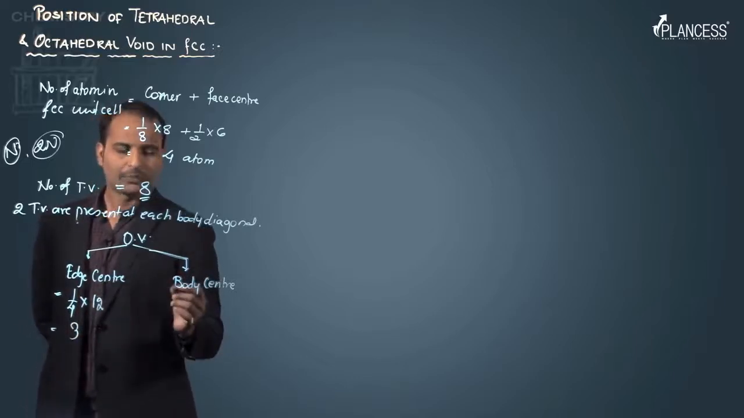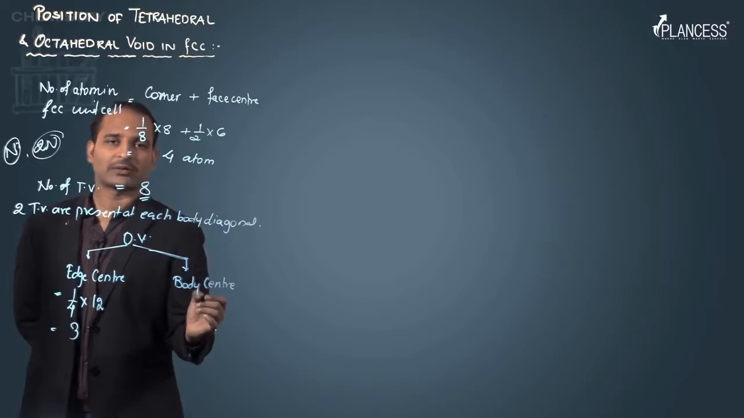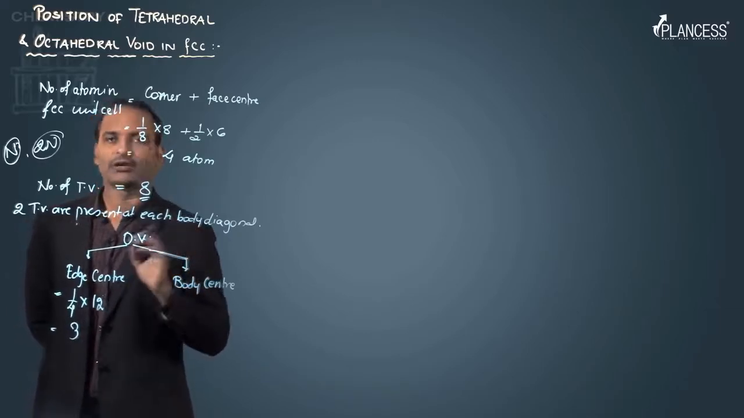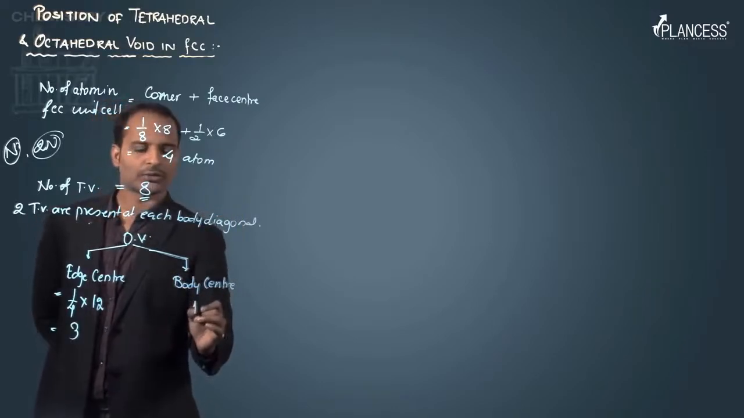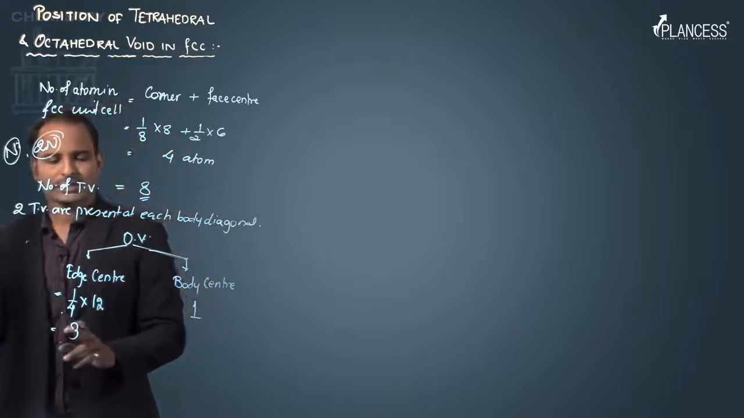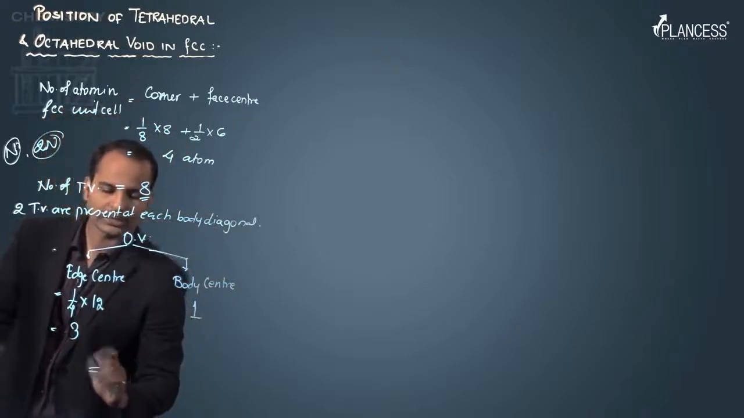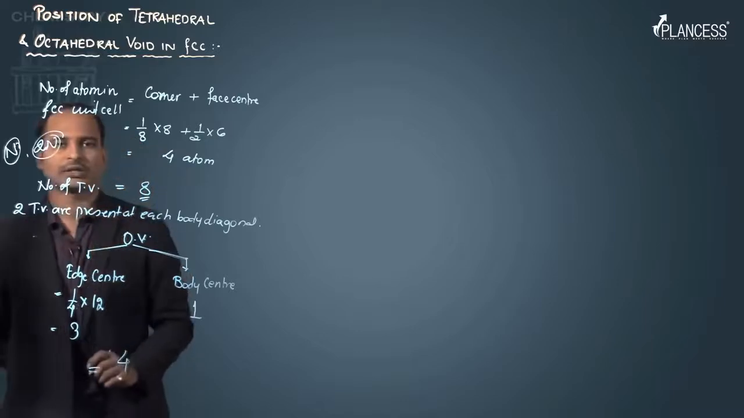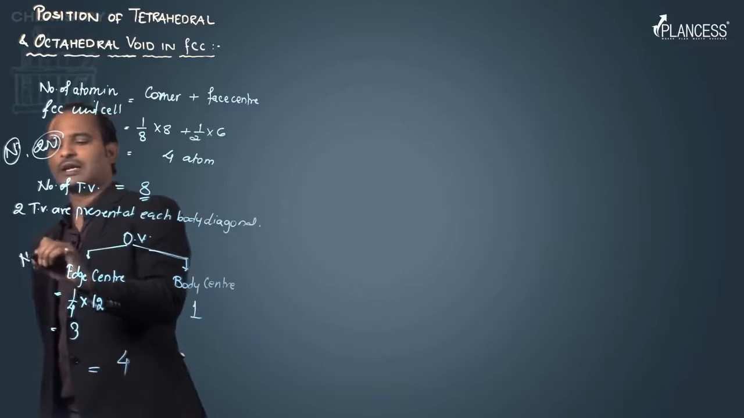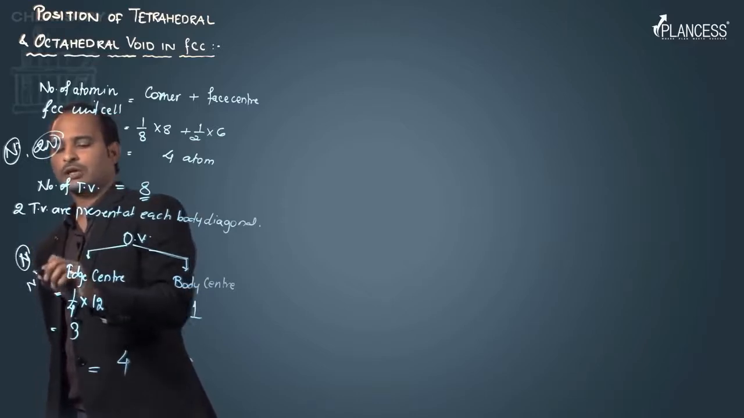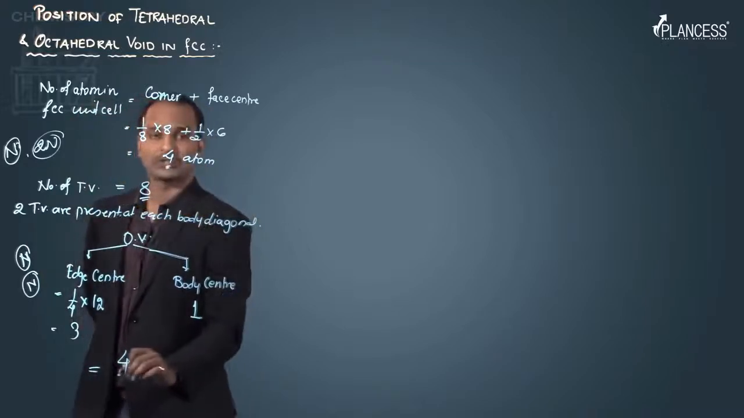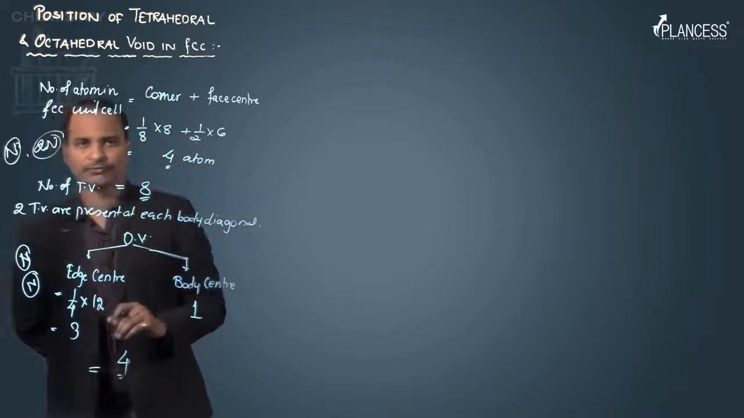Body center: the octahedral void which is present exactly at the center of the body will not be shared by the other unit cells. So the total contribution of this octahedral void present at the body center is 1. So how many octahedral voids are there overall? 3 plus 1, that is 4 octahedral voids. And we have the relation that if there are n spheres, the number of octahedral voids is also equal to n. So in FCC there are 4 atoms, that is 4 spheres, so the octahedral voids are also equal to 4.